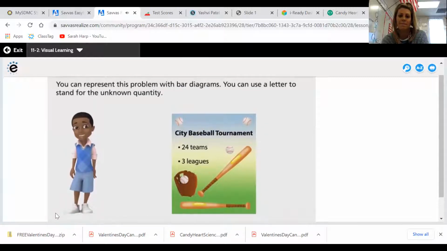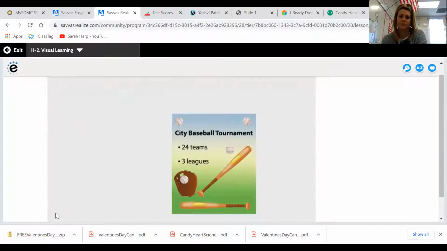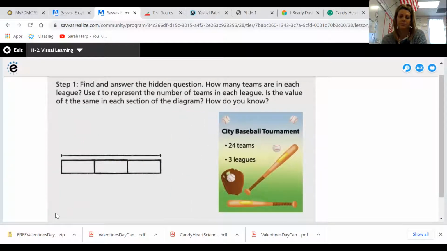You can represent this problem with bar diagrams. You can use a letter to stand for the unknown quantity. Step 1. Find and answer the hidden question. How many teams are in each league? Use T to represent the number of teams in each league. Is the value of T the same in each section of the diagram? How do you know? Okay, so what do you think?